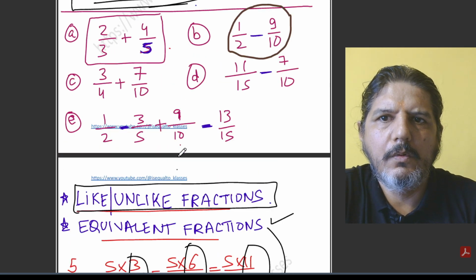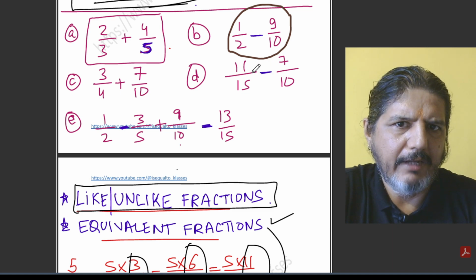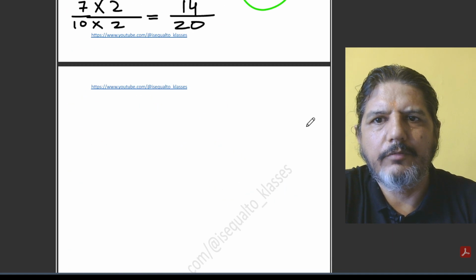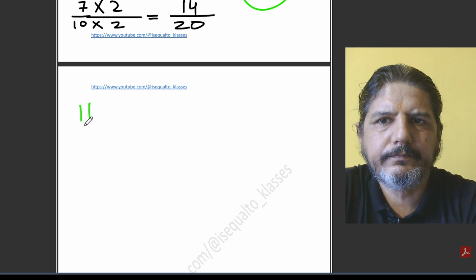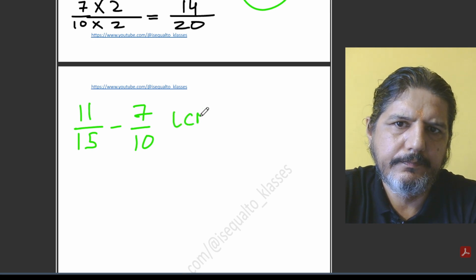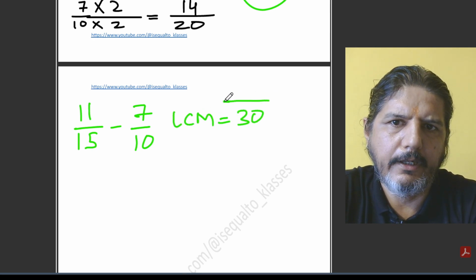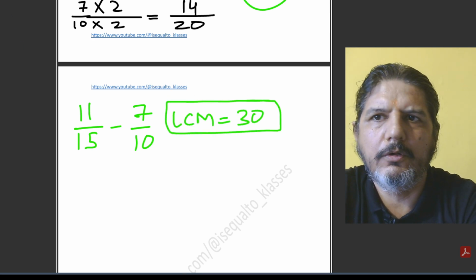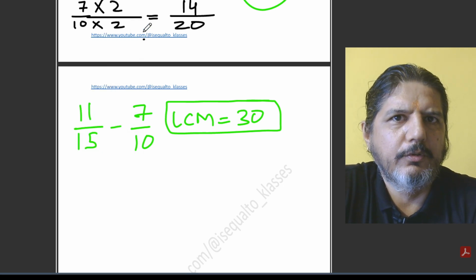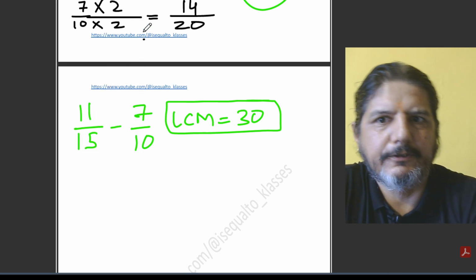So let's do this now. 11 upon 15 minus 7 upon 10. So LCM is equal to 30. I know I have done this before. Again, please pause the video, try to do this on your own and check the answer.